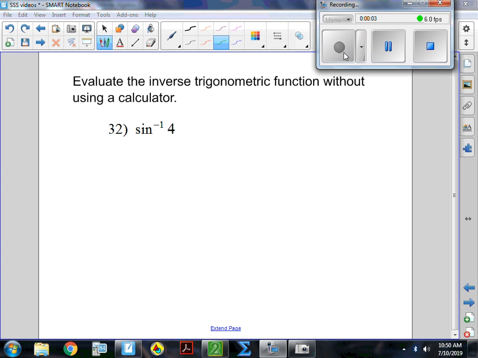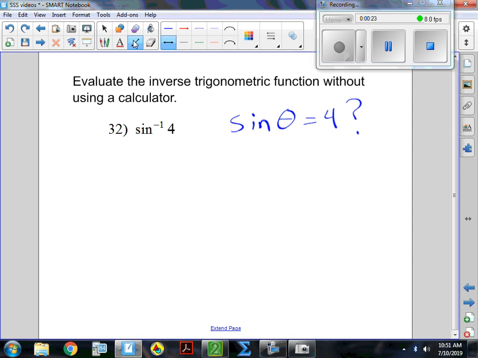Okay, number 32 says evaluate the inverse trig function without using a calculator. Find sine inverse of 4, or inverse sine of 4. Another way to say that is: what is the angle theta so that sine of theta is equal to 4? Having a good understanding of your graphs of your trig functions will help with this problem.